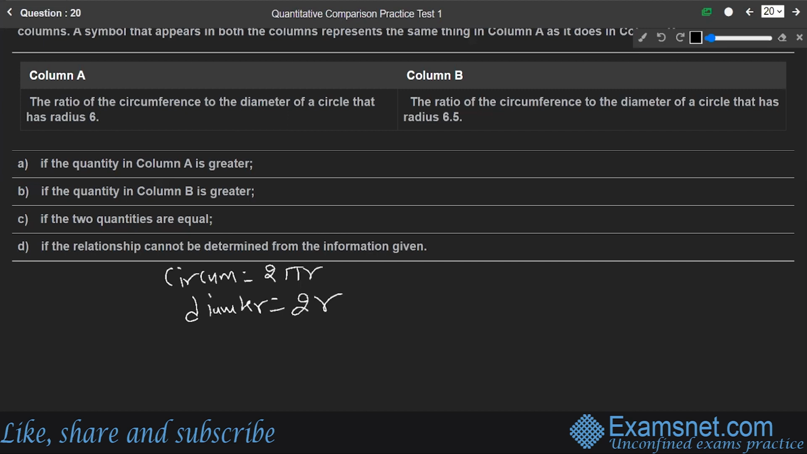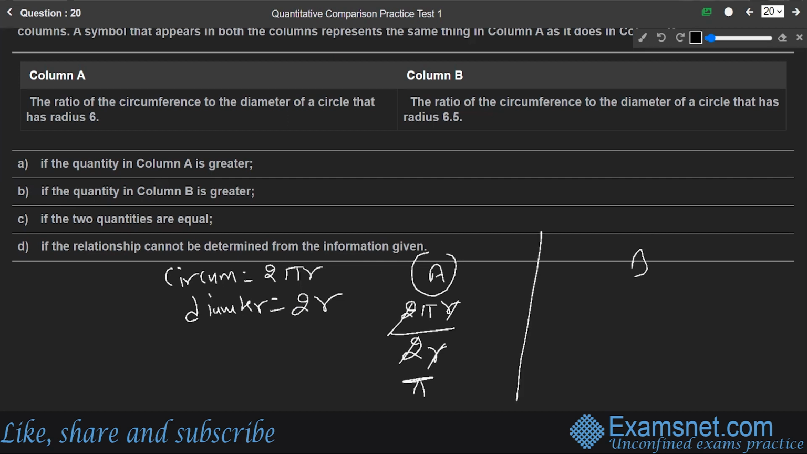Without having to know the value, even if we put the radius value as 6, it will get cancelled. We have to find out the circumference and diameter ratio. So column A value becomes 2 pi r divided by 2r. So clearly 2 and 2 get cancelled, r and r get cancelled. So ultimately we are having the value as pi. Whatever is the r value, that doesn't matter because that is getting cancelled.